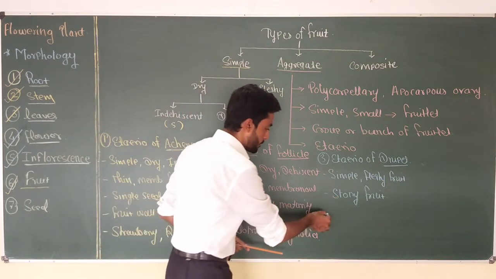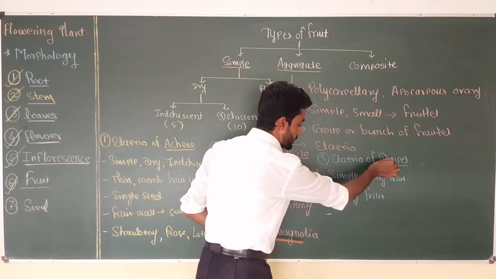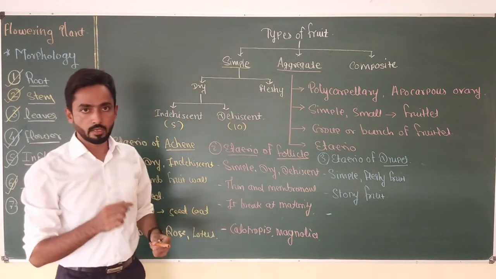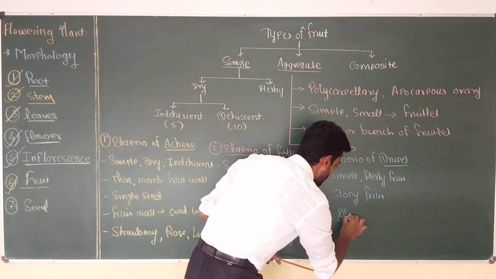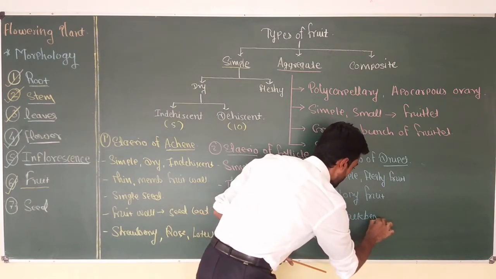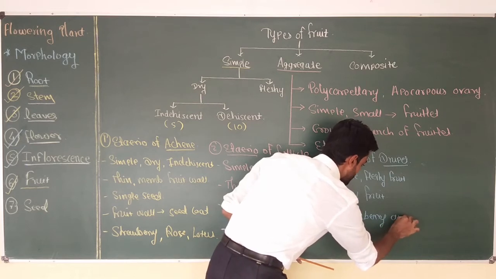Okay. Now this Etaerio of drupes has multiple examples, but the well-known examples are blackberry and raspberry.